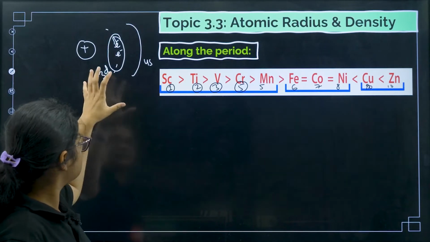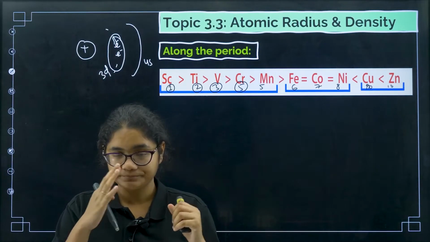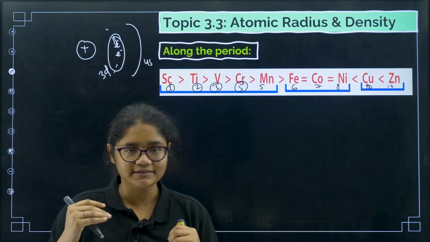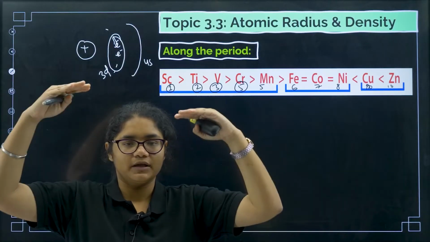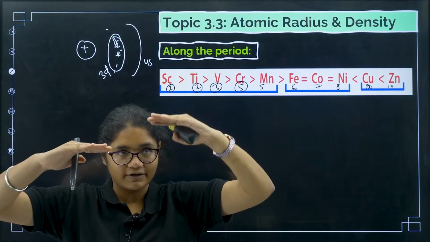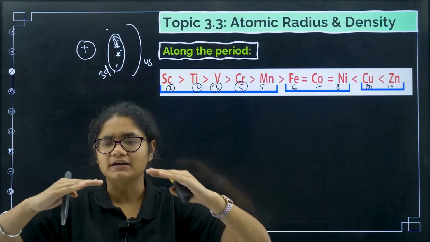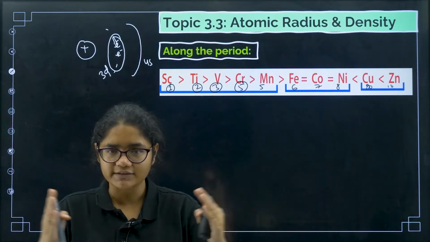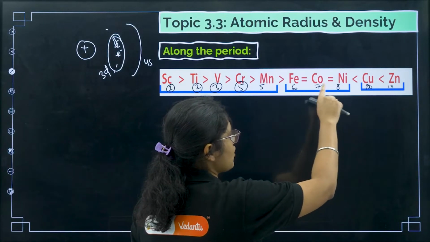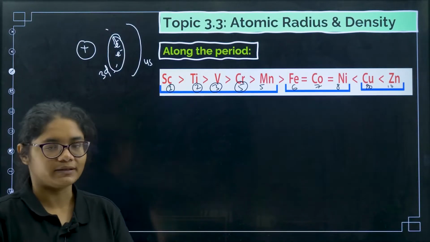Now a situation comes when the number of electrons is increasing, so the screening effect increases and the effective nuclear charge decreases. There is a level when both these factors are almost equal to each other. One tries to increase the size, another tries to decrease it. At that point the size almost remains constant. For iron, cobalt and nickel, the size almost remains constant.